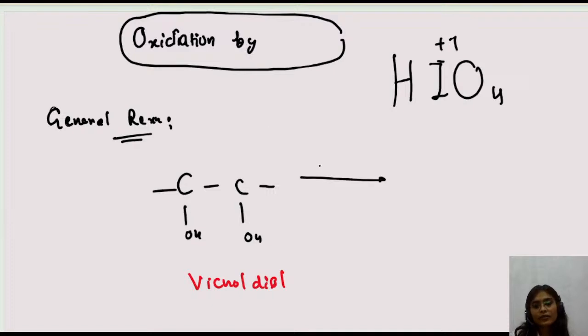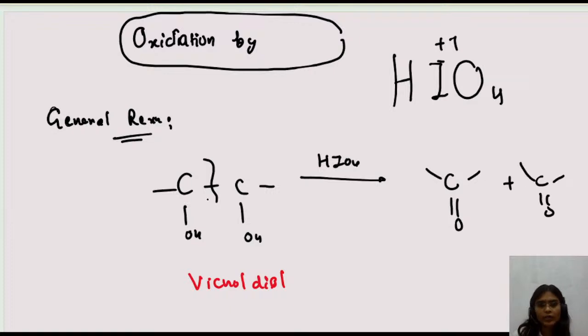Now, in this case, if I'm using this HIO4, we end up with this bond breaking. Don't worry, I will tell you how it looks, just wait for a while. Plus a carbon-carbon double bond. So now the question is whether it will be an aldehyde or a ketone. I will tell you how I decide aldehyde or ketone.